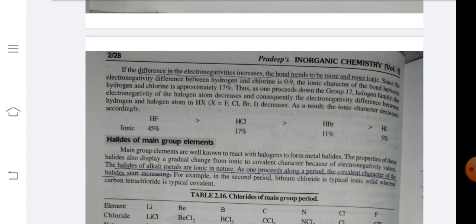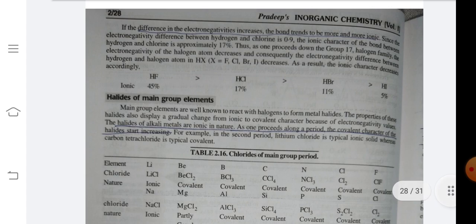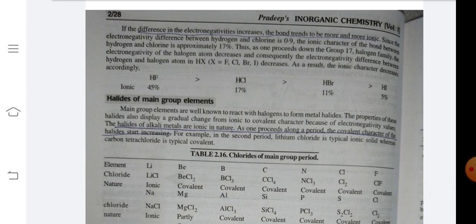Since the electronegativity difference between hydrogen and chlorine is 0.9, the ionic character of the bond between hydrogen and chlorine is approximately 70%. Thus, as one proceeds down the group 17 halogen family, the electronegativity of the halogen atom decreases, and consequently the electronegativity difference between hydrogen and halogen atom in HX decreases. As a result, the ionic character decreases accordingly. HF greater than HCl greater than HBr greater than HI.